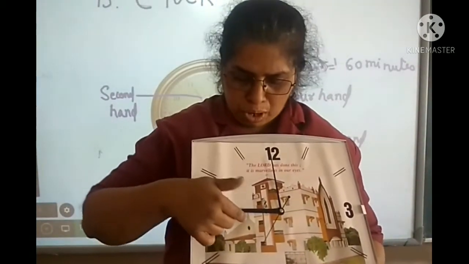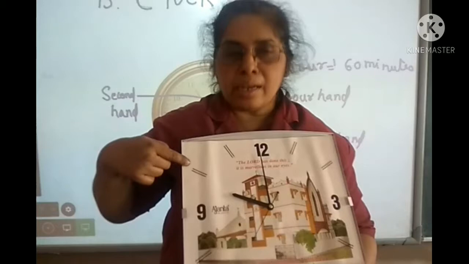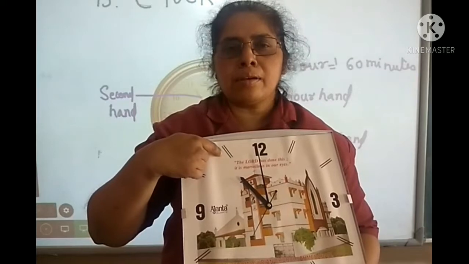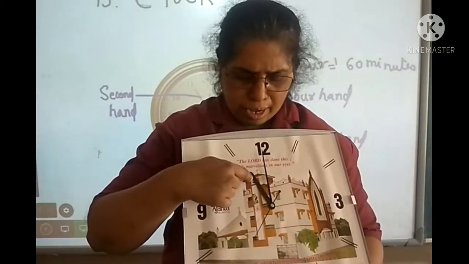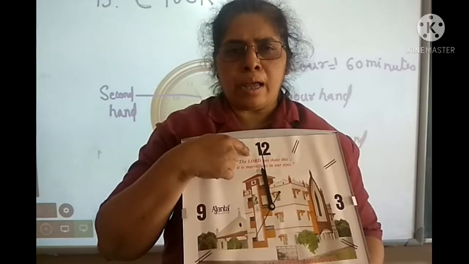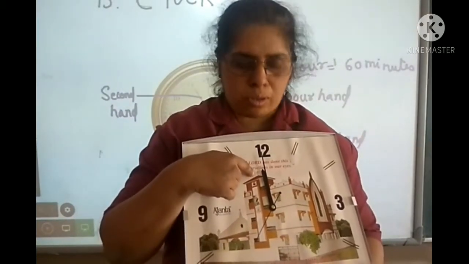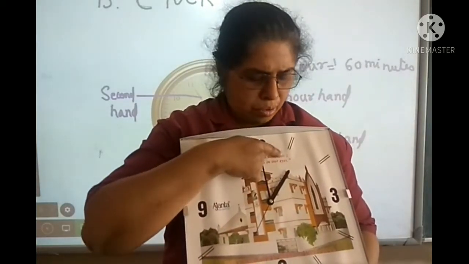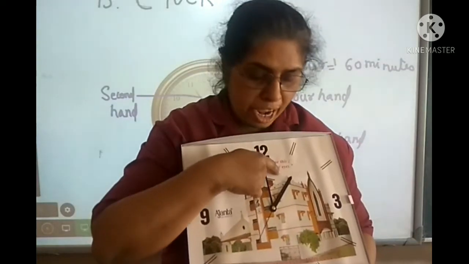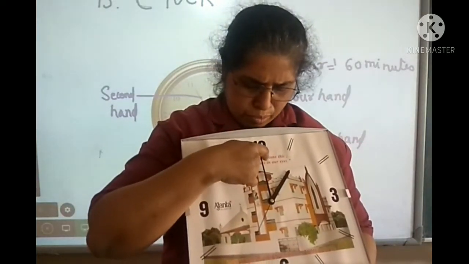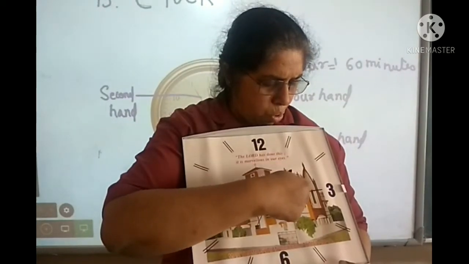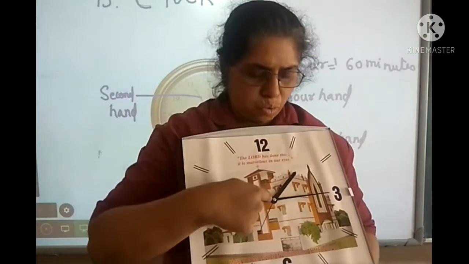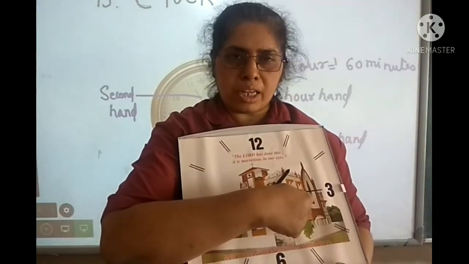Now the hour hand on 10, this is 10 o'clock. 11 o'clock, and when both come together on 12, that is 12 o'clock. One o'clock. And when the hour hand is just past 1 and the minute hand is on 3, the hour hand is between 1 and 2 and the minute hand is on 3.